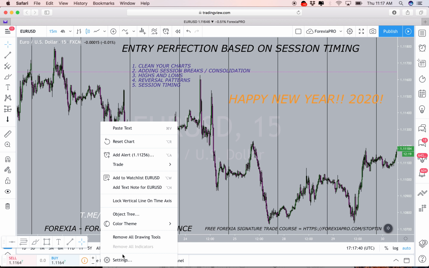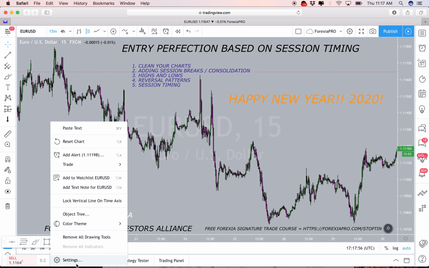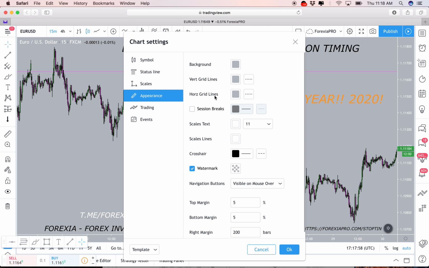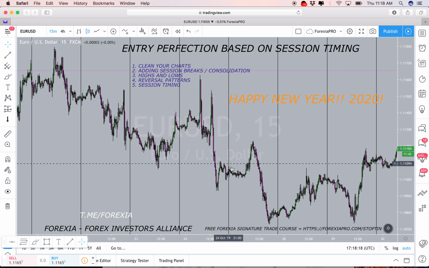So before we get started, I just want to make sure you guys are all using tradingview.com so that you can follow me a little bit more smoothly. What I'm going to do is right click, go into settings, and mark the session breaks before we get into this video. This is extremely important. If you want to call this an indicator, this is basically the only indicator that I'll ever use. Everything else is based on market structure.